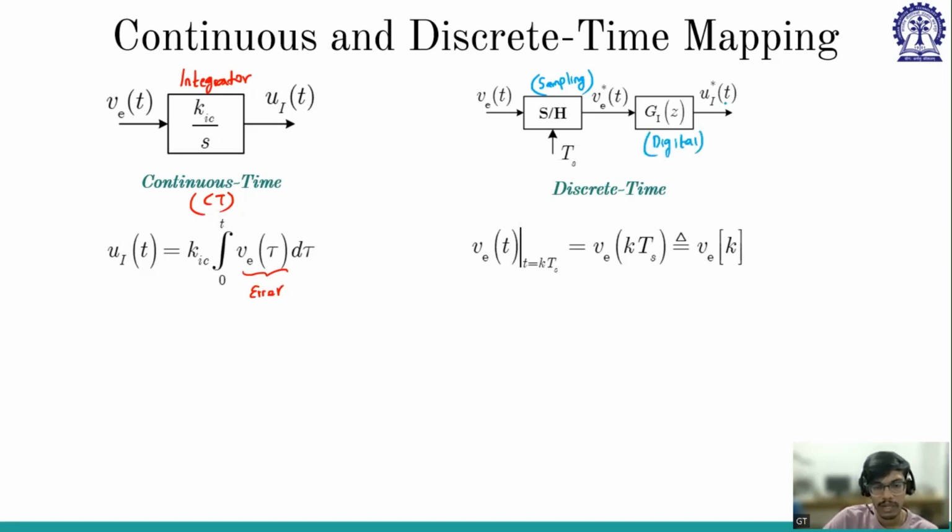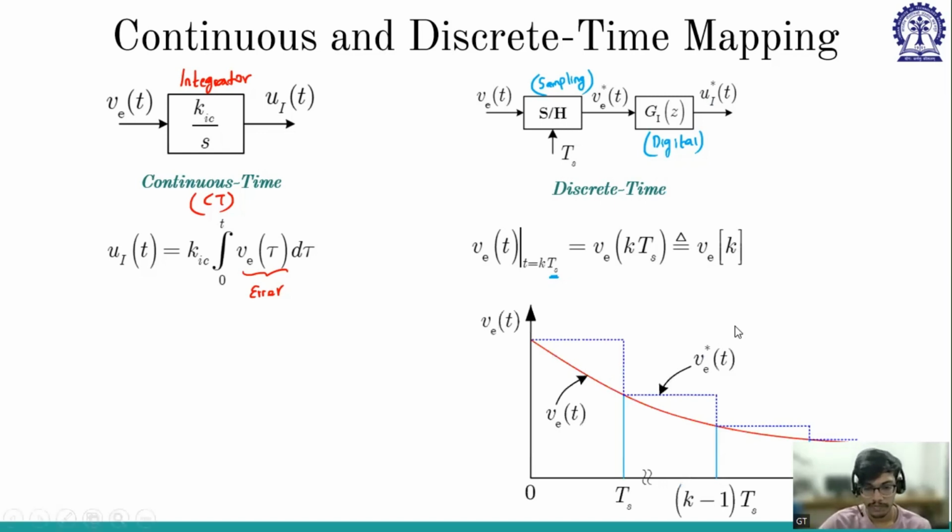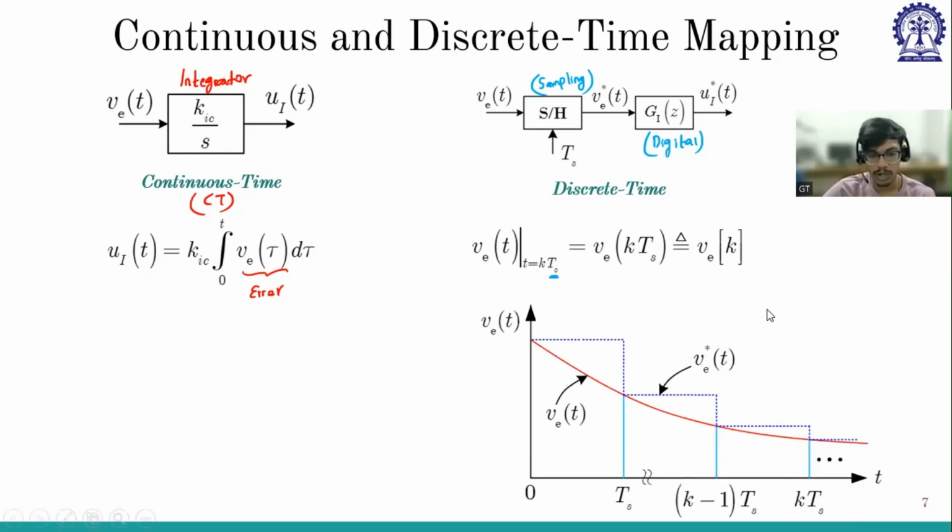And it is giving me output. So this is VE of t. We are sampling in multiples of the sampling time period TS, so we are getting VE of k, and that VE of k is fed to this digital controller, and you are getting UI.